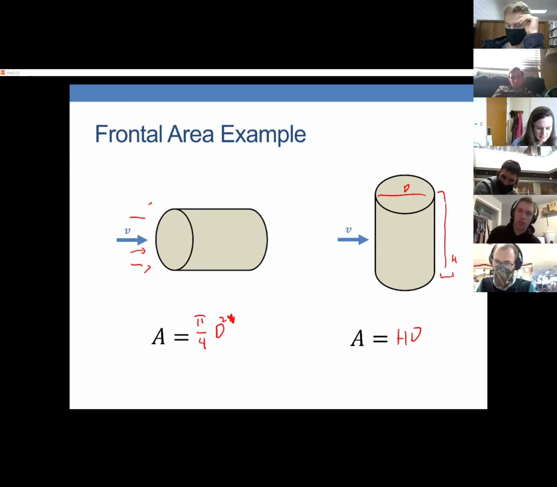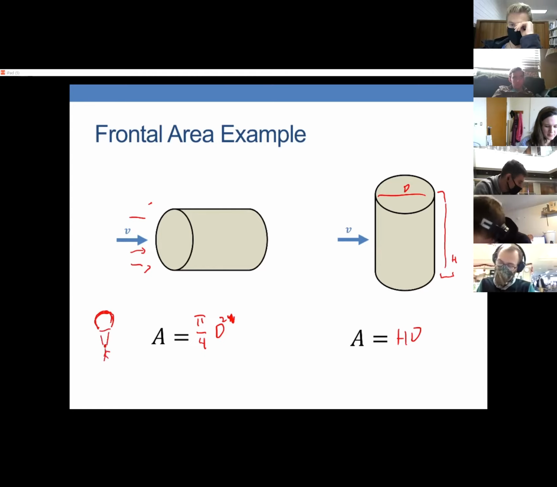Let's say you had a parachute, a round parachute like that. Here's the person. Then the projected area would be the area of this parachute like that, because the flow is coming down. This is the direction of the flow.